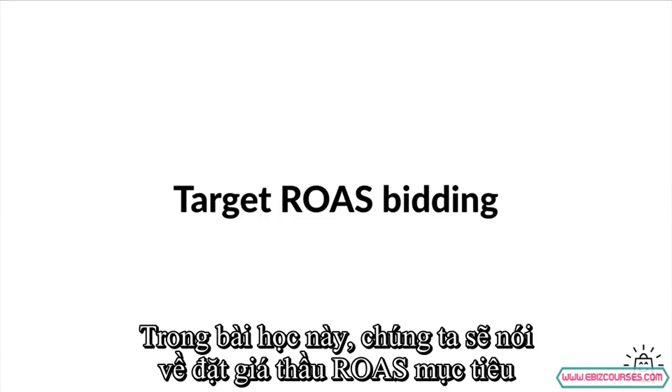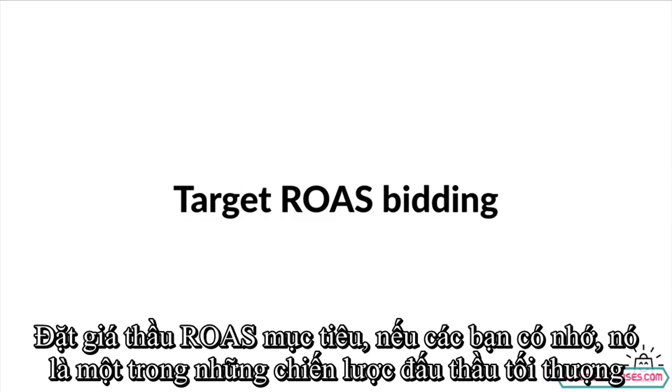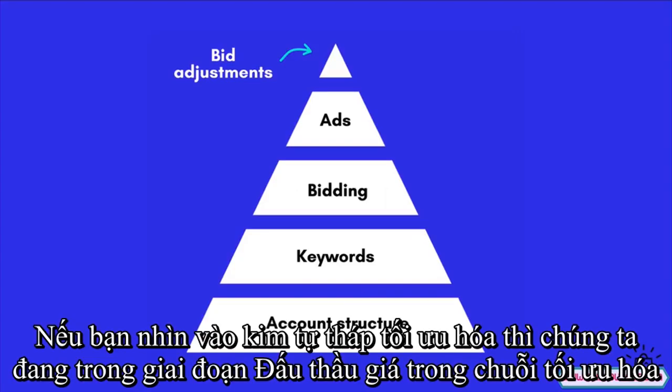In this lesson, we're going to talk about target ROAS bidding. And target ROAS bidding, you might remember it, but it's one of the automated bidding strategies. So if we look at the optimization pyramid, we're clearly at the bidding stage of our optimization routine.